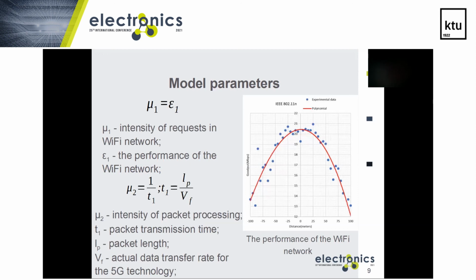Experimental data on the influence of the object's distance from the Wi-Fi base station on the data transmission rate we can see in this figure. Mu1 will not be a constant value, but a variable in accordance with the figure. To evaluate the system, it is necessary to know how many active sensors we have in this access point zone.